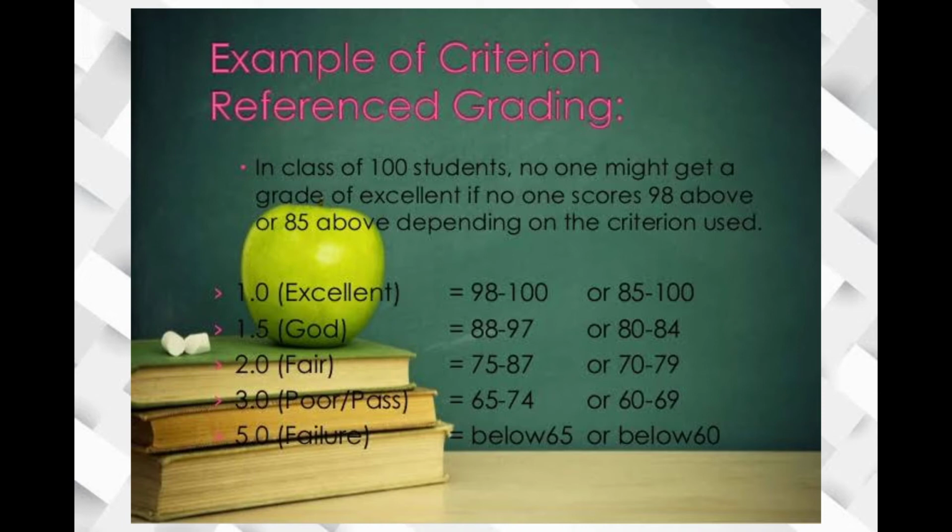1.5 means good, which is equal to 88 to 97 or 80 to 84. 2, fair, is equal to 75 to 87 or 70 to 79. While 3, or poor or pass, is equal to 65 to 74 or 60 to 69. Lastly, 5 or failure would represent scores below 65 or below 60.